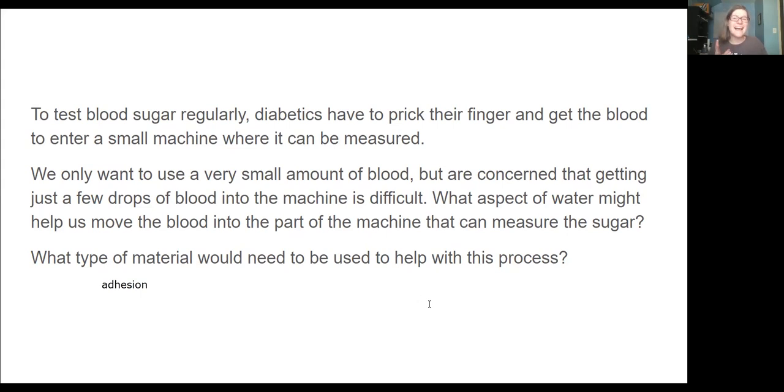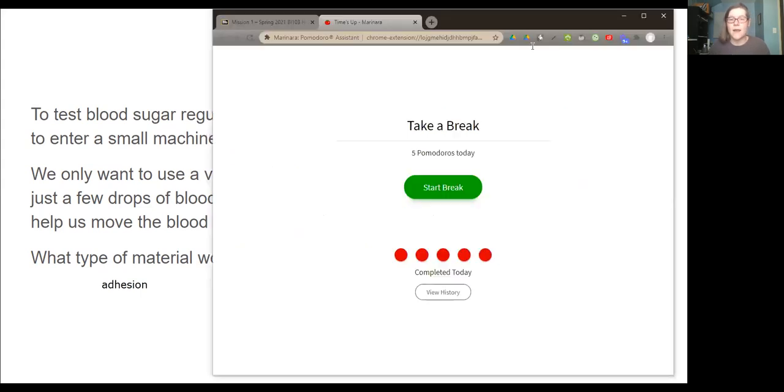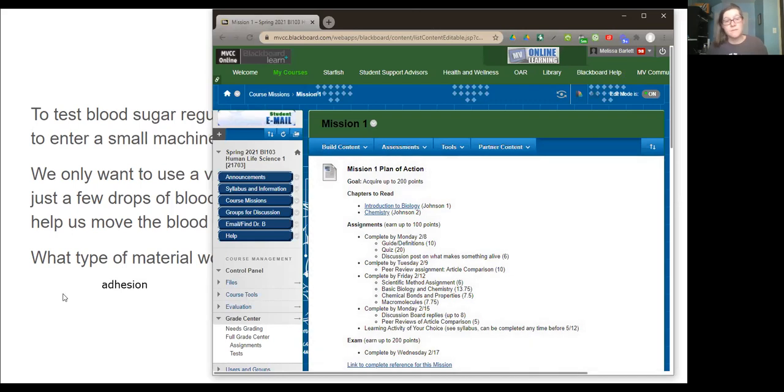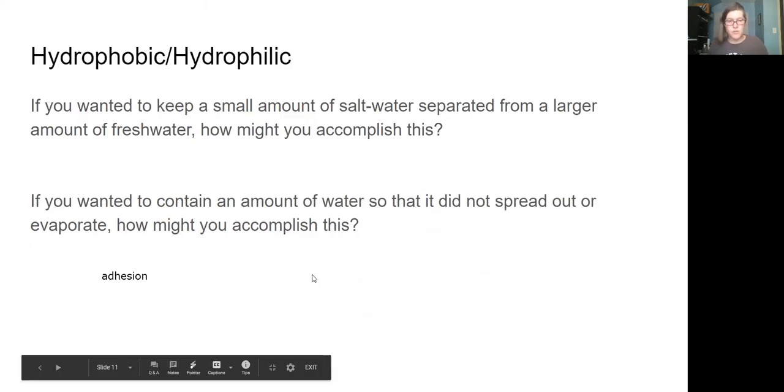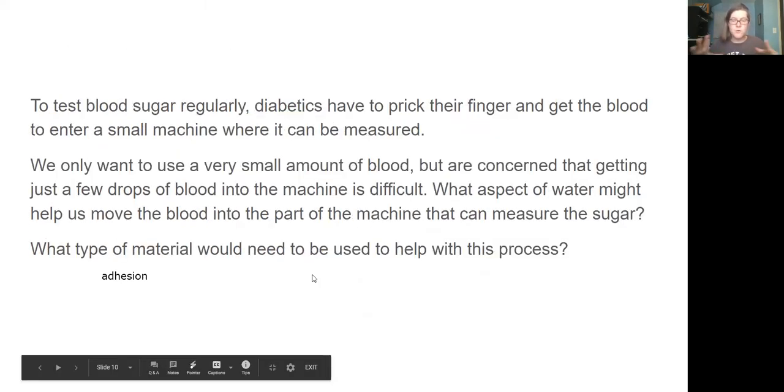But what if you had a solid substance like that? Could you get the water molecule to move along it? For instance, what happens when you put a drop of water on a piece of paper or a paper towel or something like that? Well, generally what happens is that it's able to climb or move along that.